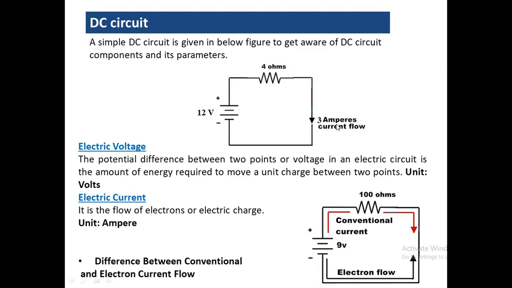What do we mean by electric current? It is the flow of electrons in the circuit. Its unit is ampere. There is a difference between conventional current flow and electron flow. Current flow, as we saw here, flows from the positive terminal of the battery to the negative, whereas electron flow is opposite to that of the current flow.